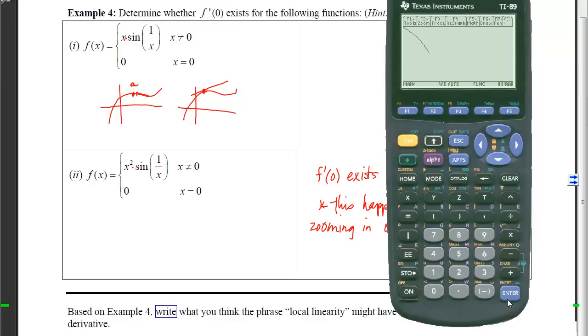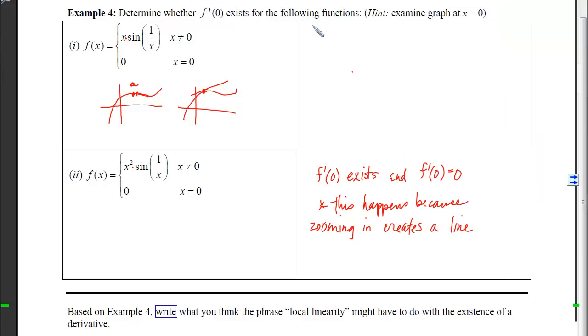If I keep zooming, remember the goal is to make it look like a line. Zoom in again. That is not looking like a line. In fact, even though my window is getting closer and closer to the origin, what I'm seeing does not look like a line. In fact, it's getting messier and messier the closer I get. So on this particular version, I would say that f prime of 0 does not exist.